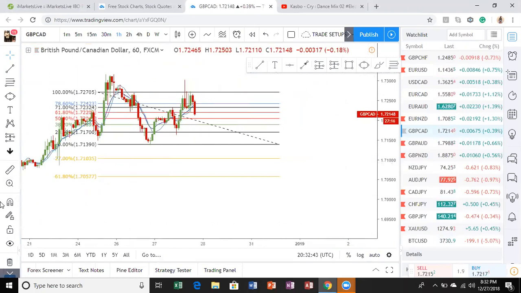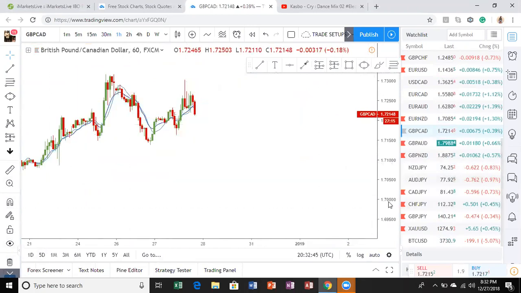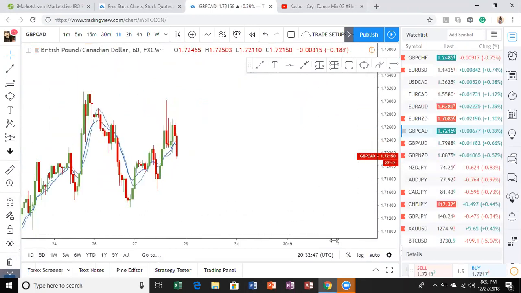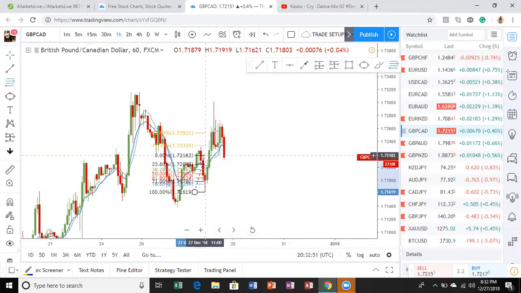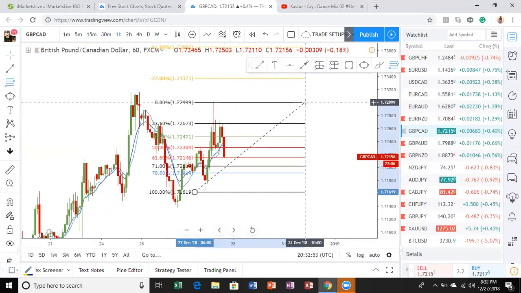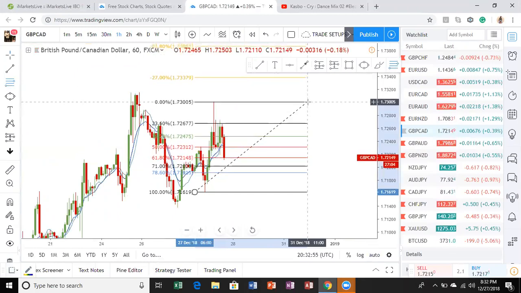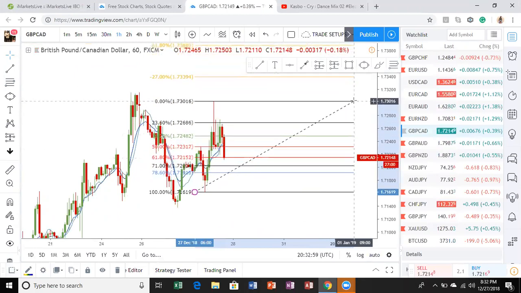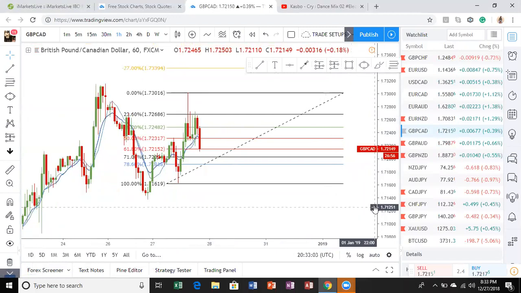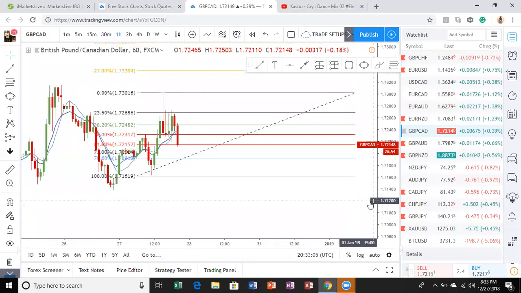Okay, I think I like this one. Let me see if it's ready. We might be taking this. Yep, I think it's ready. Yep, I like GBP CAD. I like GBP CAD.